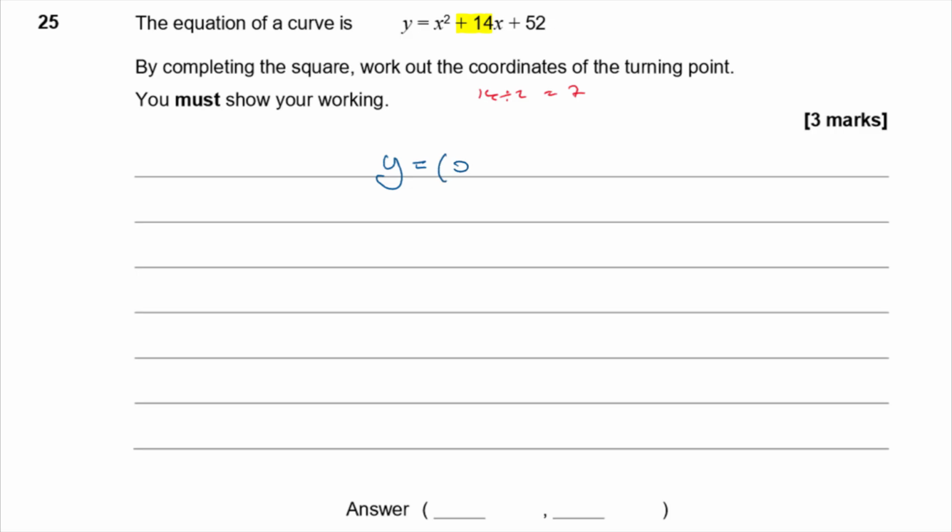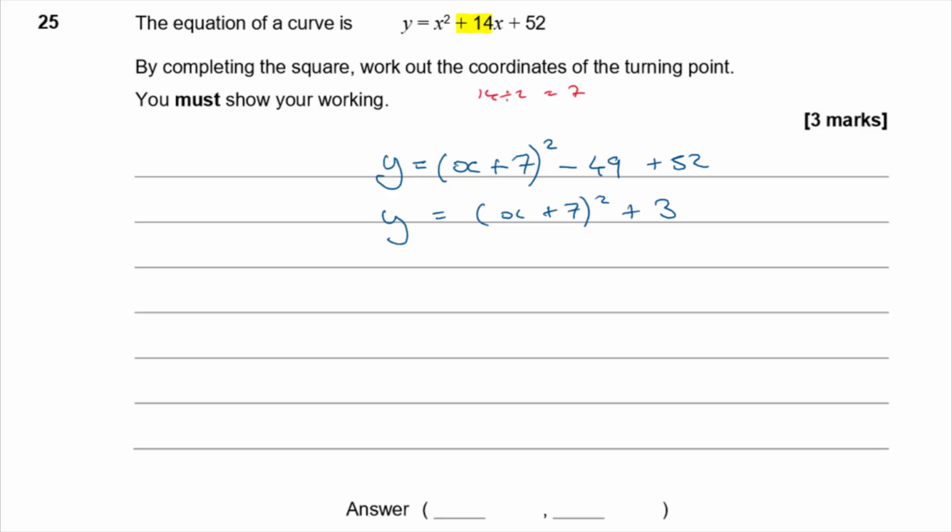So y is going to be equal to x plus 7 all squared. That is going to be my replacement for x squared plus 14x. But x plus 7 all squared is actually x squared plus 14x plus 49. So I've introduced 49 more into my equation than I had to start with, so I need to take it away. Plus I've still got that 52 there left over from earlier that I didn't use. Okay, so then just tidying that up, y is equal to x plus 7 all squared minus 49 plus 52 is plus 3.